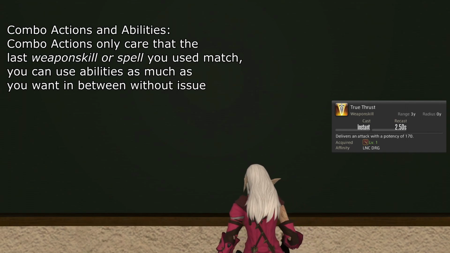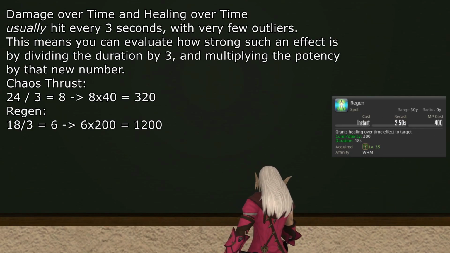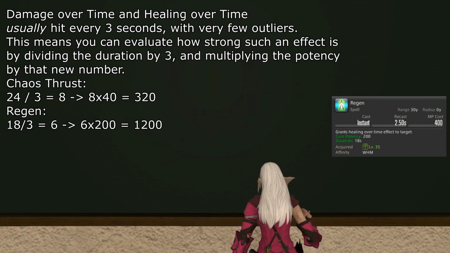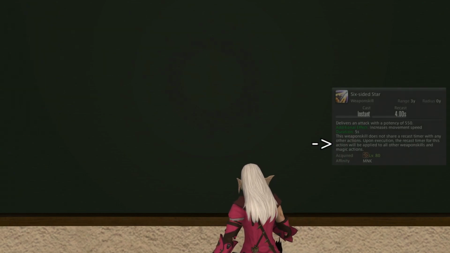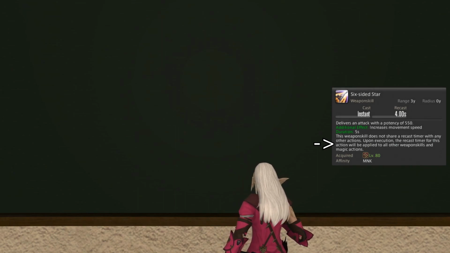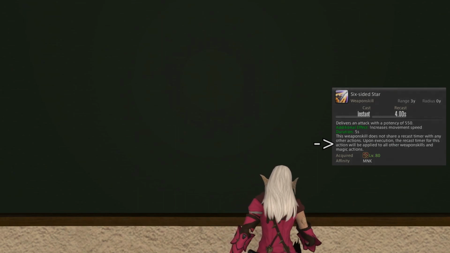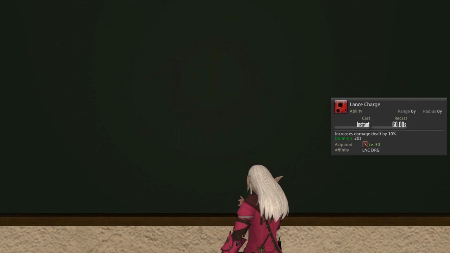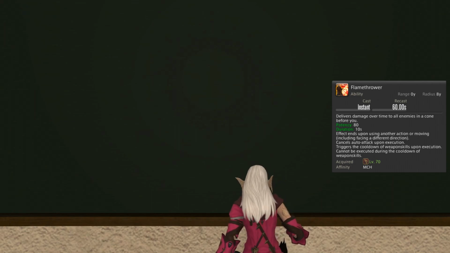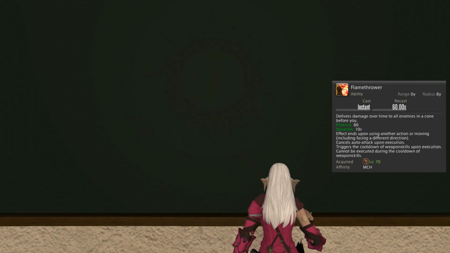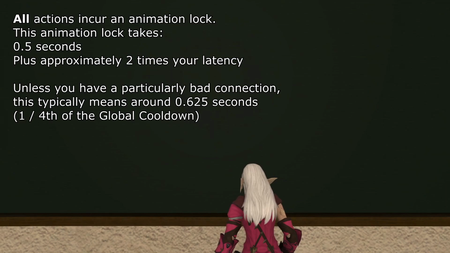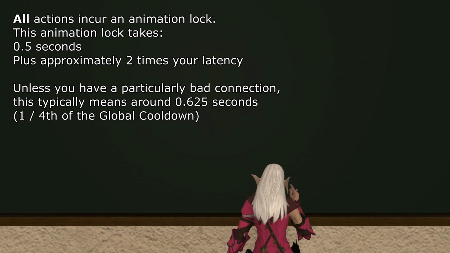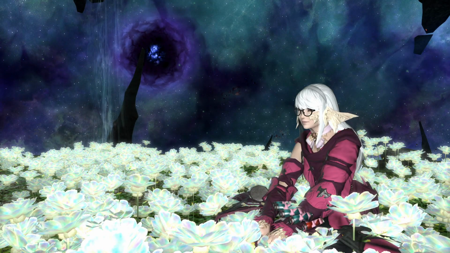Damage over time and healing over time effects hit for their potencies every 3 seconds with very few exceptions. While some weapon skills and spells have longer cooldowns, they will explicitly state it if this affects your other actions. And while abilities don't get affected by the global cooldown, they may sometimes explicitly state that they do incur it and are thus affected by it. And finally, all actions incur an animation lock, preventing you from using more than one action every half second, regardless of cooldowns. That is all for this video.